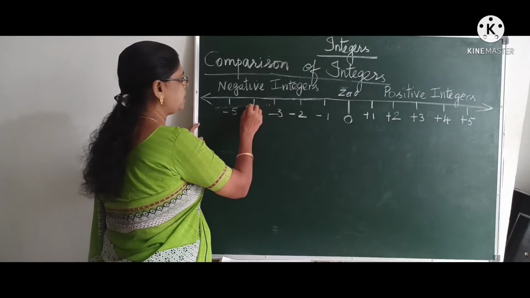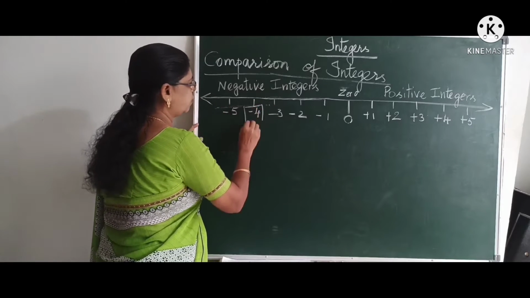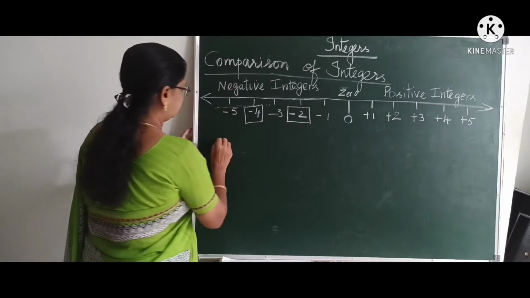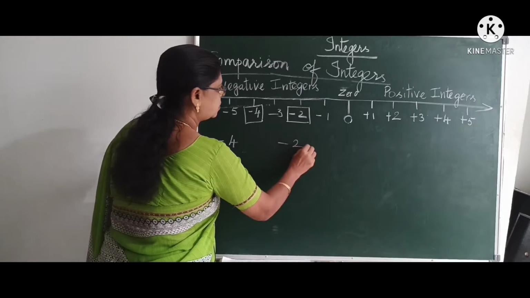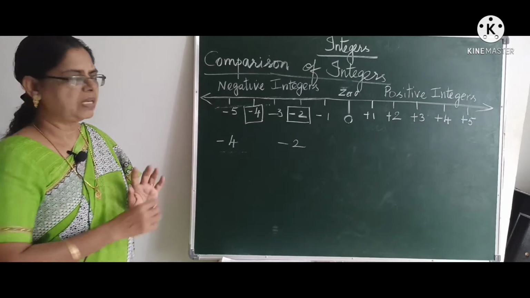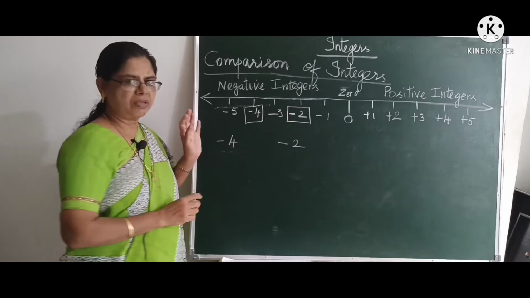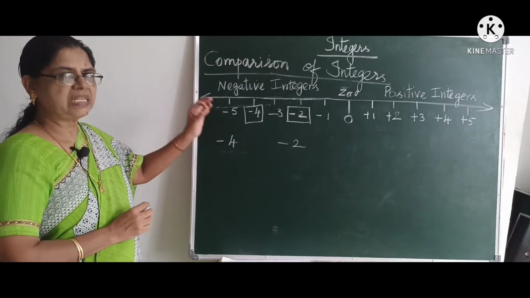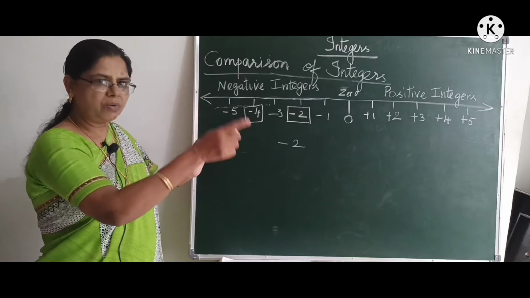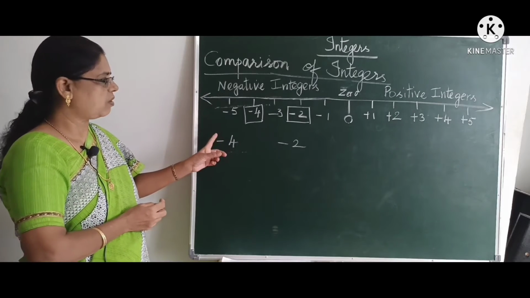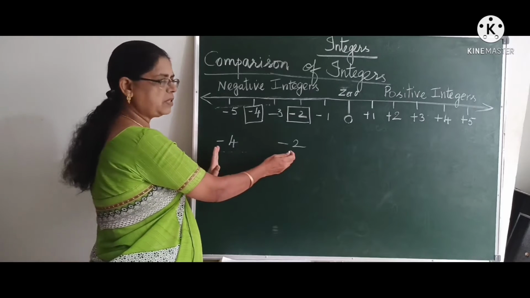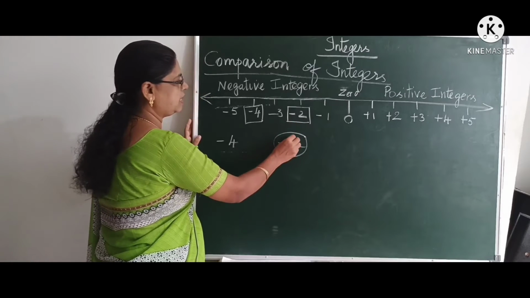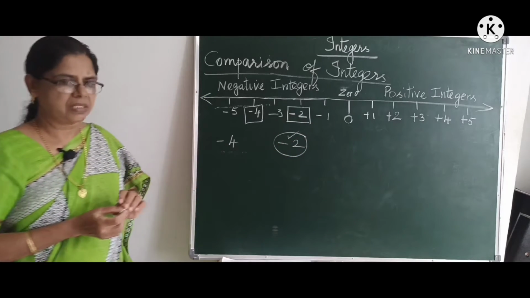For example, let me choose two integers, minus 4 and minus 2. Now which integer is on the right side? Minus 2 is on the right side. Minus 4 is on the left side. So the integer which is on the right is always greater than the integer which is on the left. So out of these two integers, which is greater? Minus 2 is greater. Minus 2 is greater than minus 4.